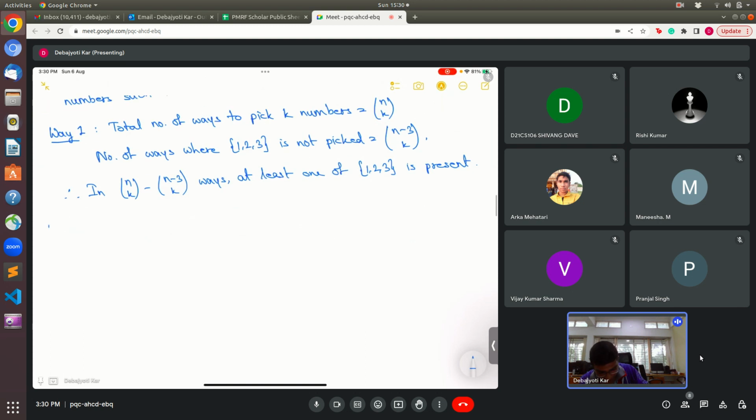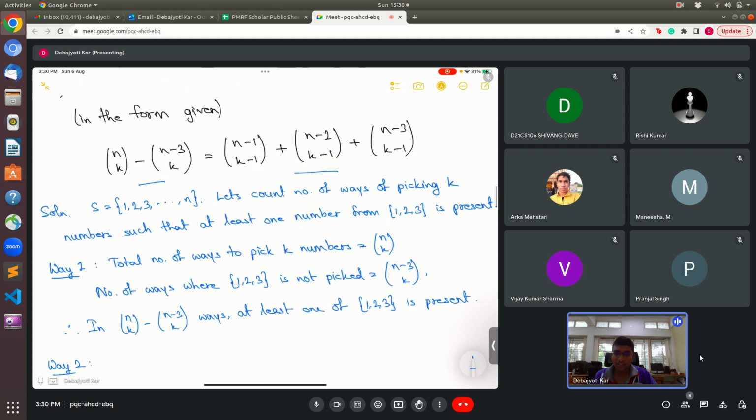Now let us count it in another way. So let's look at the RHS. So what is this saying? N minus 1 choose k minus 1 plus n minus 2 choose k minus 1 plus n minus 3 choose k minus 1. Okay, so what is the first term? The first term is you want to pick k minus 1 items out of n minus 1 items. So what is our goal? Our goal is to pick at least one of the numbers 1, 2 and 3.